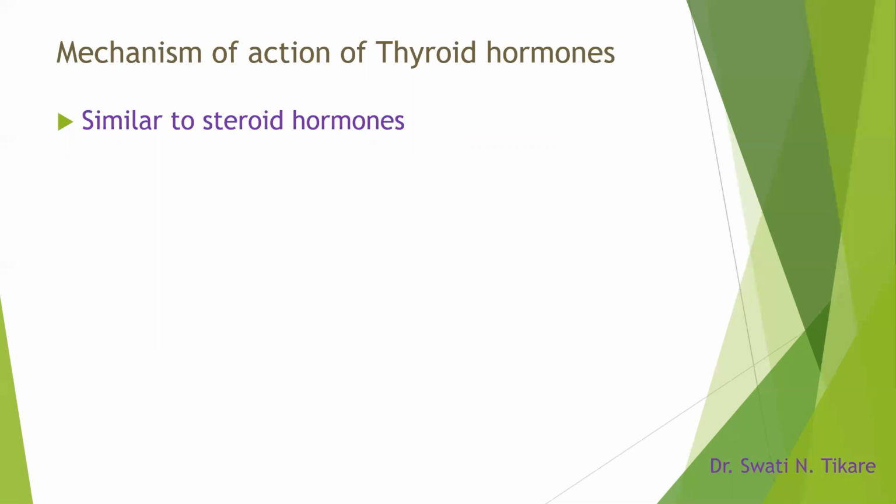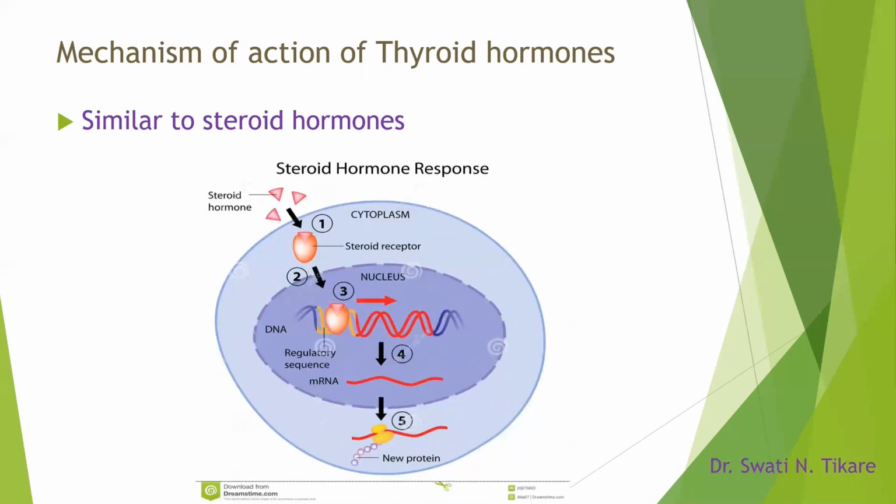So thyroid hormones are lipophilic. They can easily enter into the cells, their target cells. So where should the receptors be? Obviously, the receptors are intracellular. So the mechanism of action of thyroid hormones is very similar to the steroid hormones. So this was the diagram which you had learned for the mechanism of action of steroid hormones, which is very similar here.